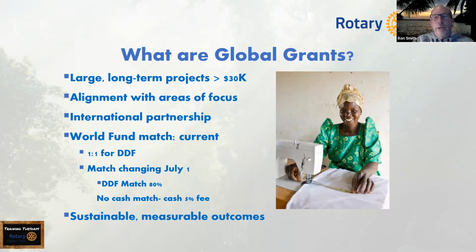And any global grant has to have very measurable outcomes. In fact, there's always an M&E, measurement and evaluation, part of your global grant application in terms of what are you going to measure and what are your expected results as you're applying for the grant.